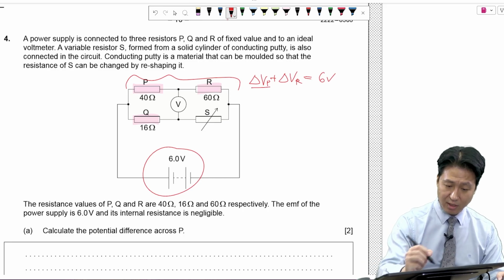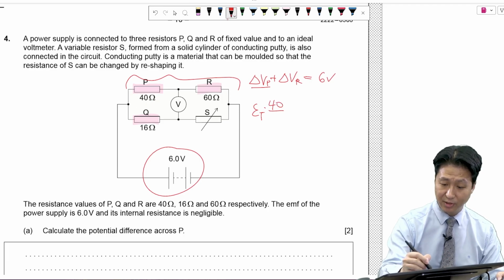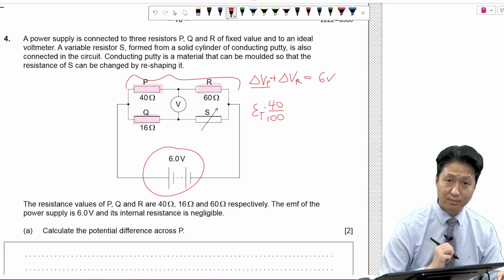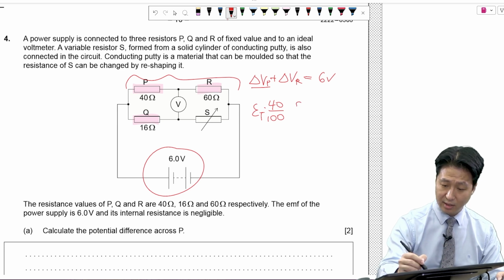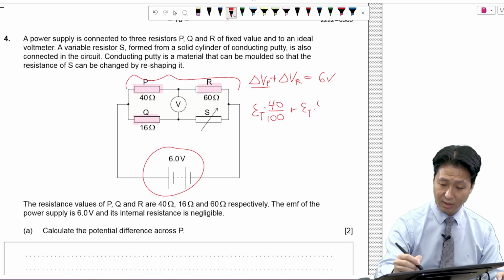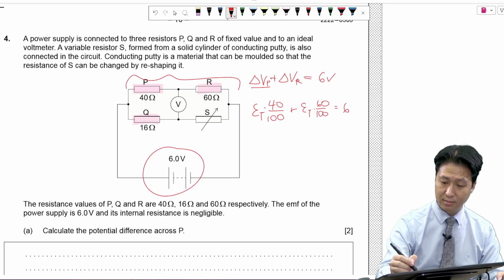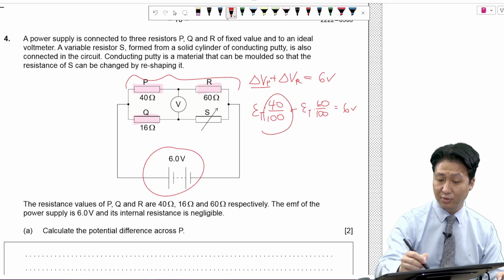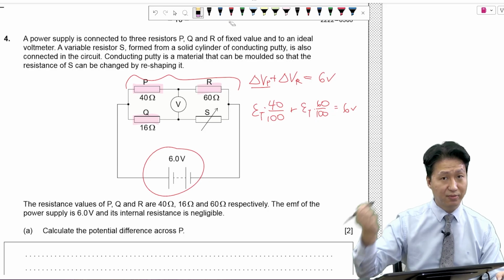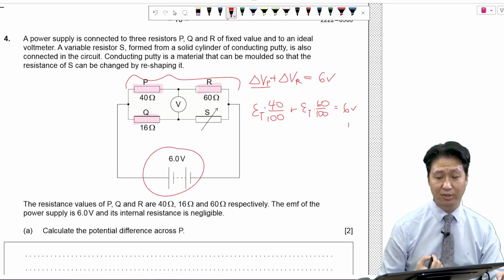So the voltage drop across P would be the total EMF times 40, which is the resistance of P, over the total resistance, which is 100. And the other one, the voltage drop across R, is the total voltage times the fraction of the total resistance, which is 60 over 100. And this works because if you do 40 over 100 plus 60 over 100, it's 100 over 100, which just gives you the total current, total voltage, sorry.